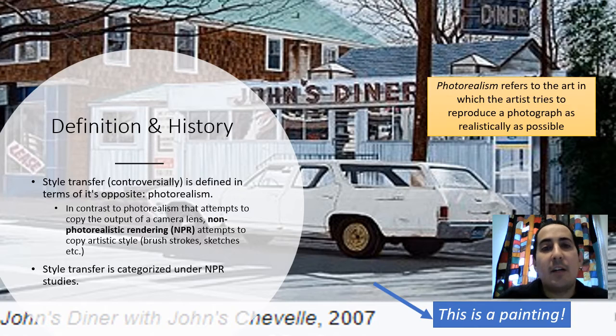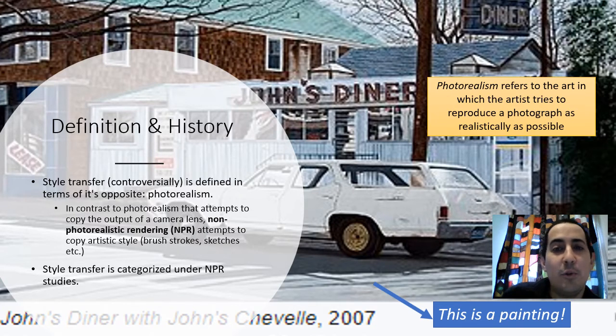Style transfer is categorized under a field called non-photorealistic rendering, NPR. Although it is argued a lot, people couldn't succeed in finding a new name to this upper class, and they define it in terms of its opposite, non-photorealistic rendering. So to understand non-photorealistic rendering, we need to first define what photorealism is.